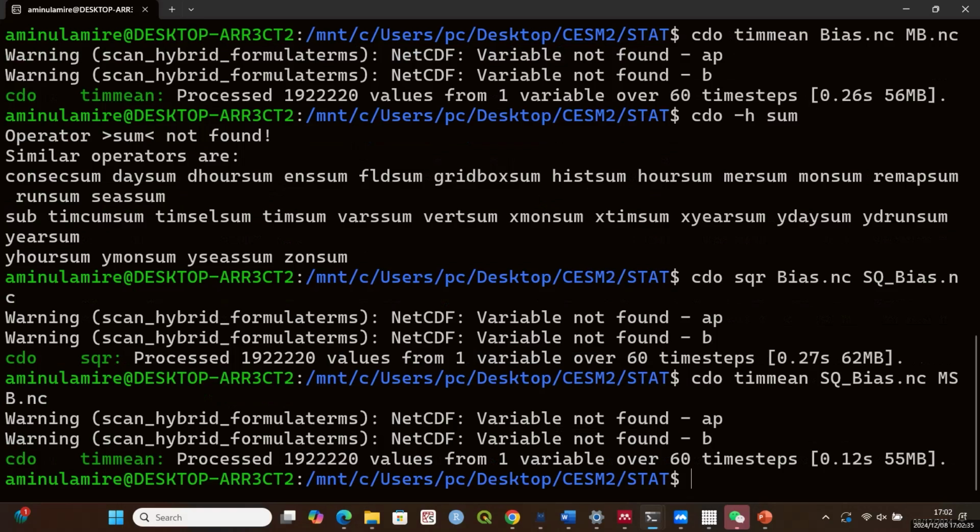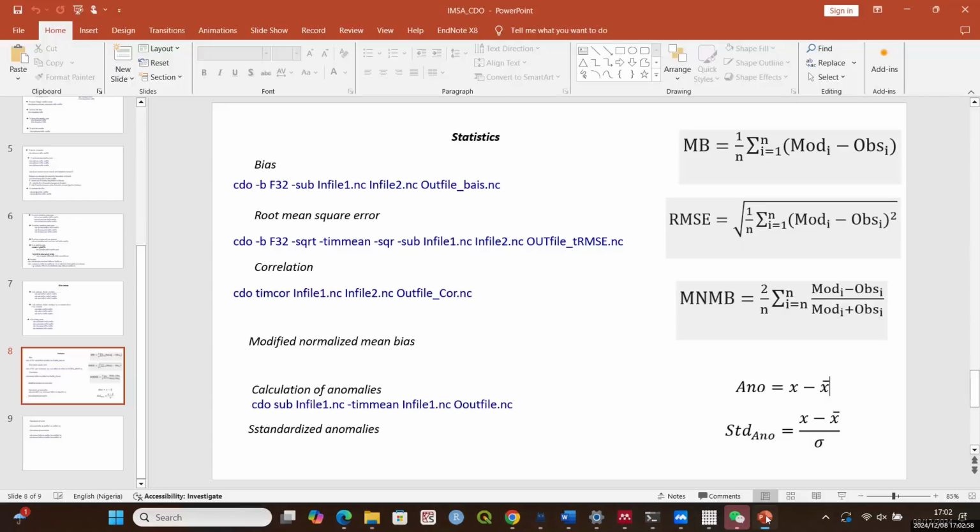If your computer has a good processor, it can help you to handle your work very well. Then we have calculated the mean for the squared bias. Let's go back to our formula. This is our formula. Then we have to do what? Square root. We calculated the mean, so we are just calculating the square root of that mean.